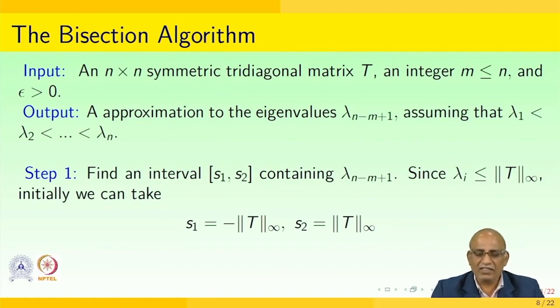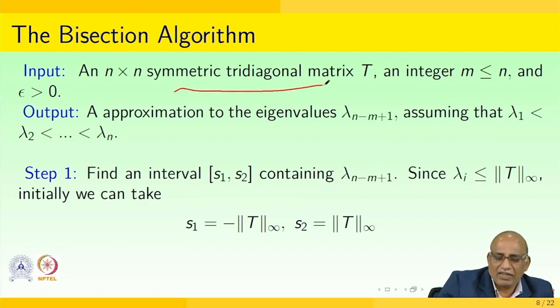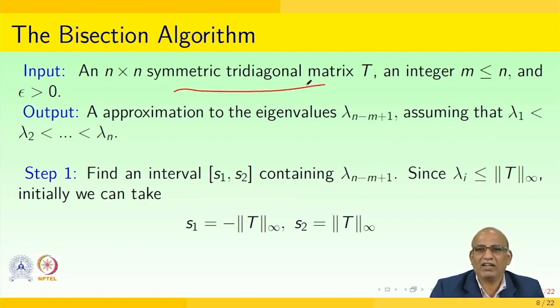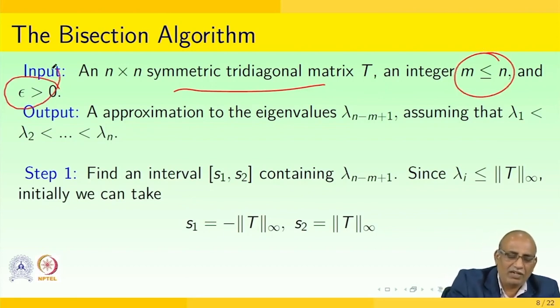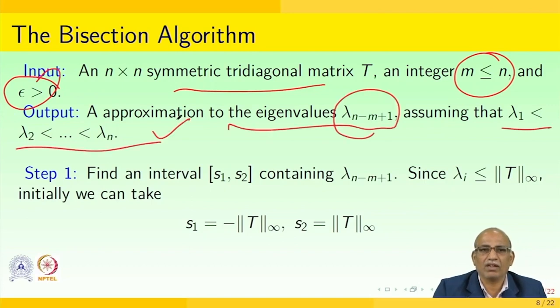Now the second thing is, how do you use the bisection algorithm on matrices? All of you know this bisection algorithm. What is the input over here? The input is an n by n symmetric tridiagonal matrix T and an integer m less than or equal to n, and given epsilon greater than 0, an approximation to the eigenvalue lambda n minus m plus 1, assuming that lambda 1 is less than lambda 2, less than lambda 3, less than lambda n.